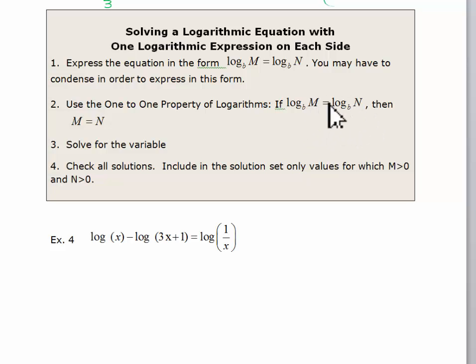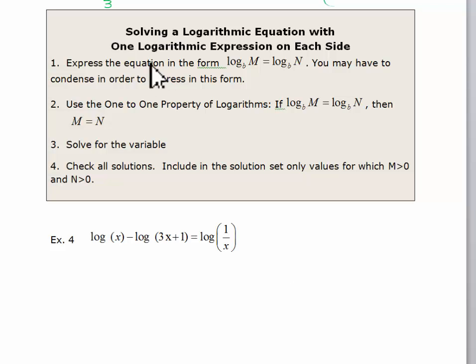Once you learn this new method, it's going to be important to be able to distinguish when you should use one method as opposed to the other. Basically, if you've got a logarithmic expression and a constant, you're going to try to isolate that constant by itself and use the definition of a log. If you have logs on both sides of the equation, generally you're going to use this method.